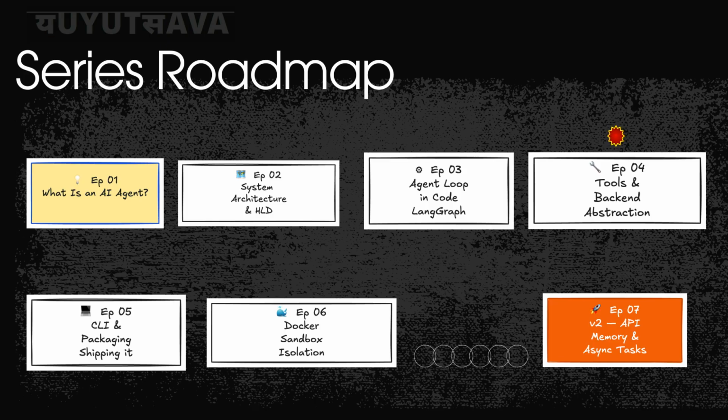Episode 4 is about tools and backend abstraction, how we define what an agent can do, and how we make it swappable. Episode 5 covers the CLI and packaging, how you take Python code and ship it as an installable command line tool with a proper entry point. Episode 6 is the Docker sandbox, why execution isolation matters, and how we run the agent's tools inside a container. Every episode builds on the last. By the end, you will have watched a real system, designed, built, and shipped from scratch.